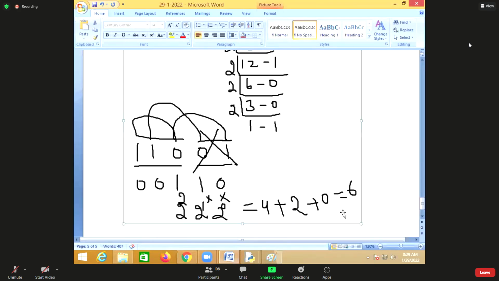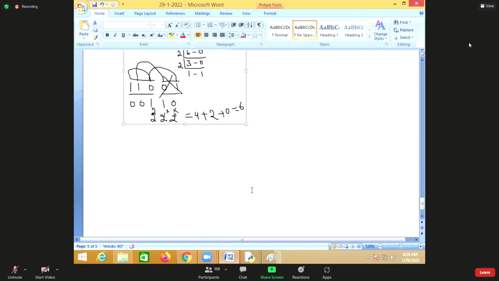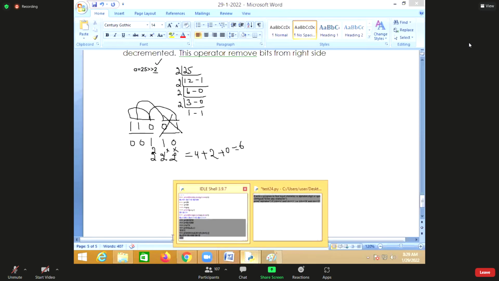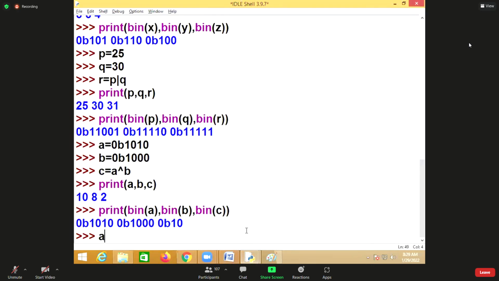Okay. Yeah, by shifting number of bits, the value is decremented. Now 25 is decremented by what? 6. But how is 25 decremented to 6? By removing how many bits? 2 bits. For example, A equal to 25, right shift to 2.